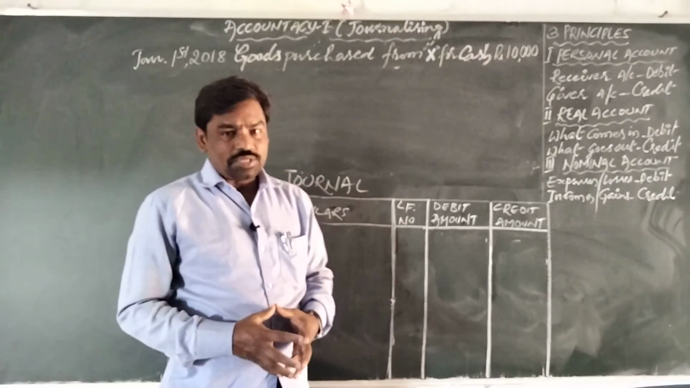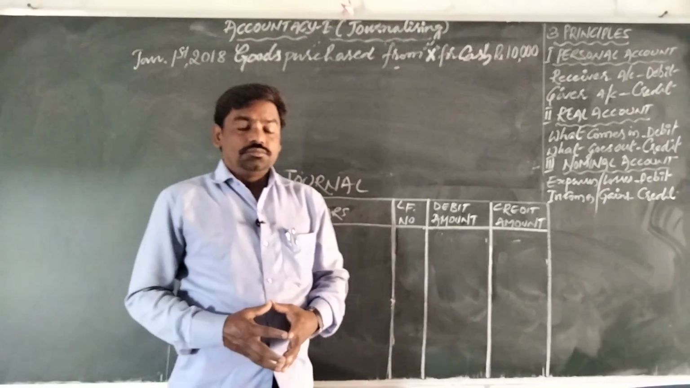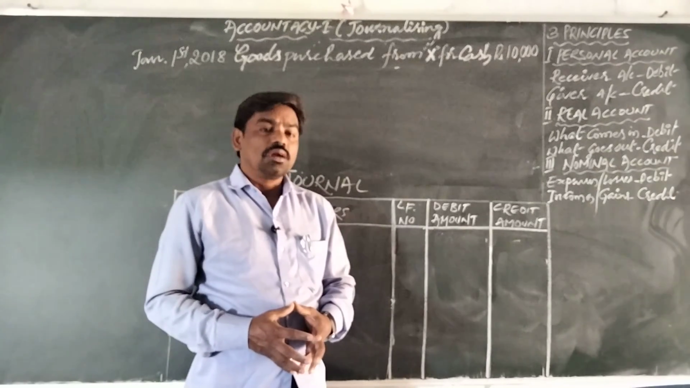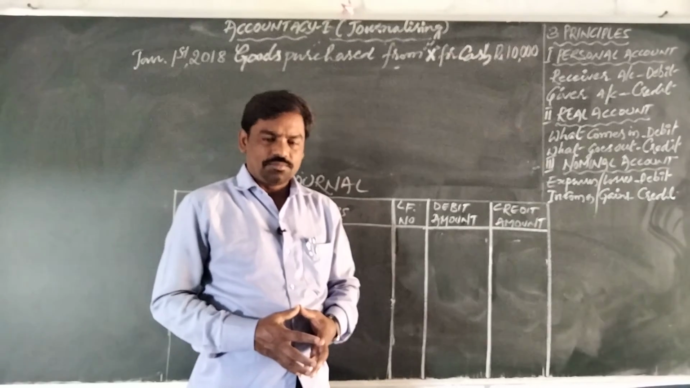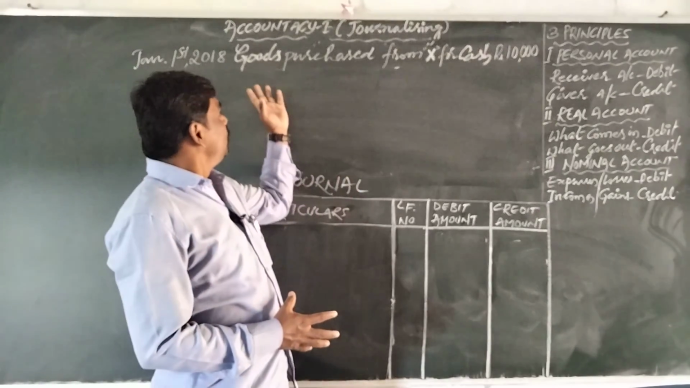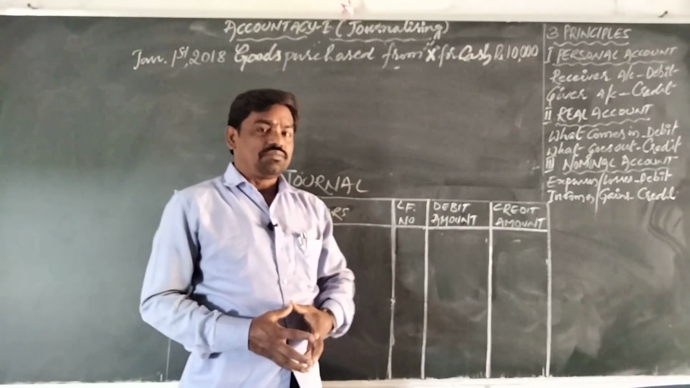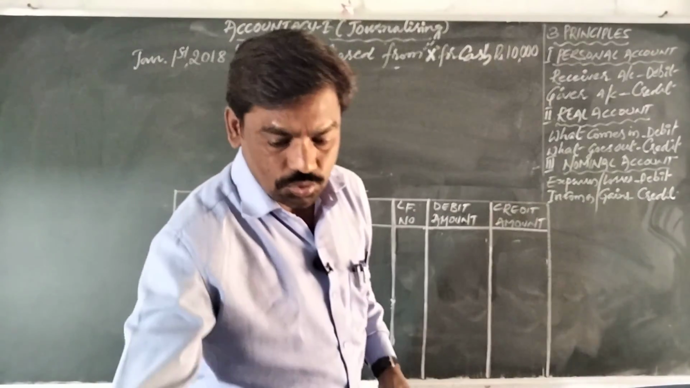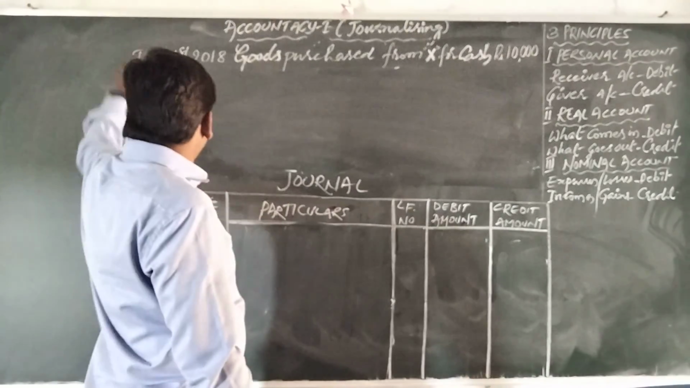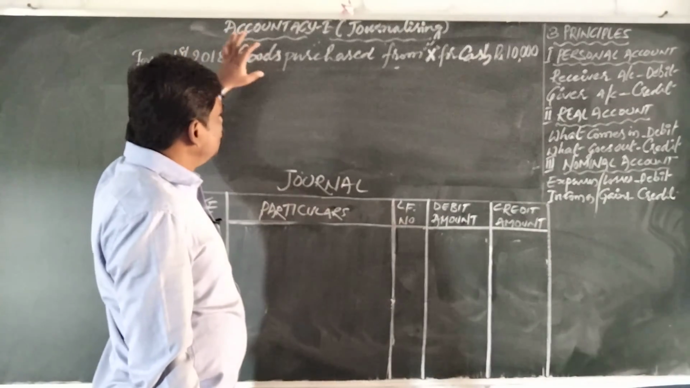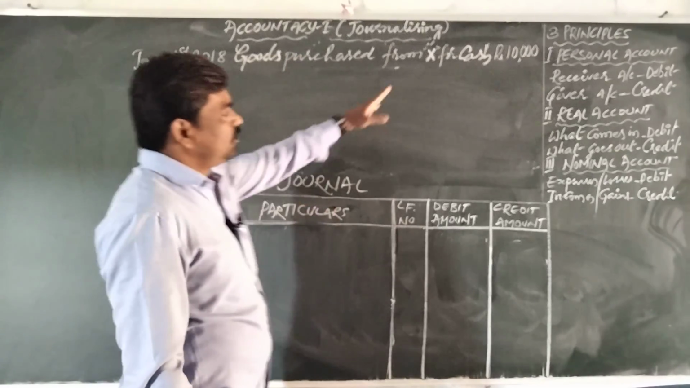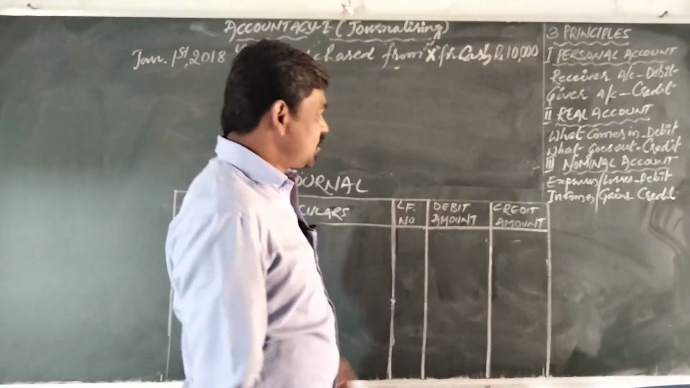And you all know that we can analyze the accounting transaction based on the dual aspect concept. So applying the dual aspect concept on a business transaction, we need to identify two aspects. So here, if you observe this transaction: January 1st 2018, goods purchased from X for cash rupees 10,000. It is the transaction.